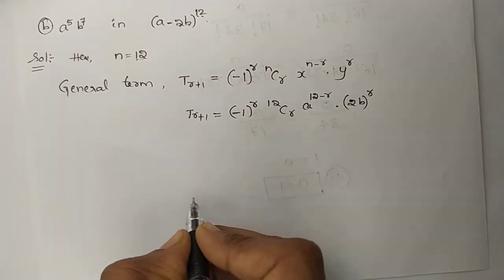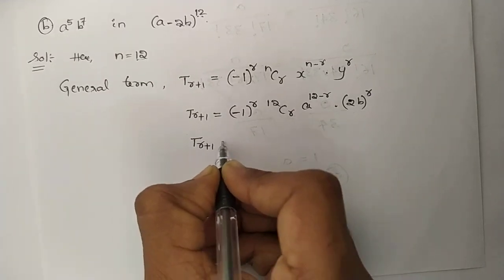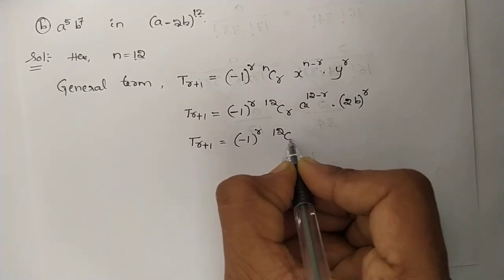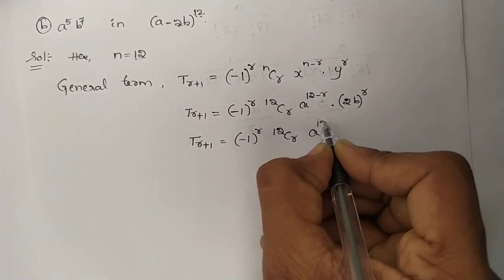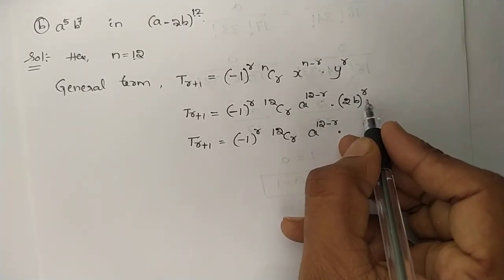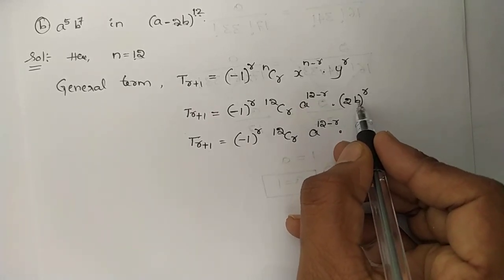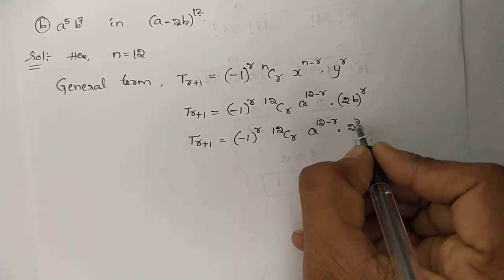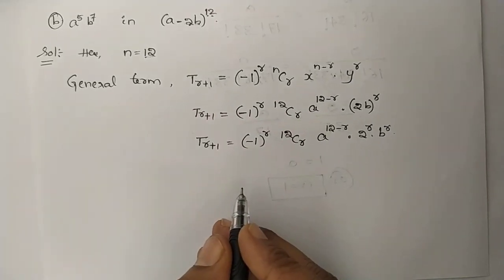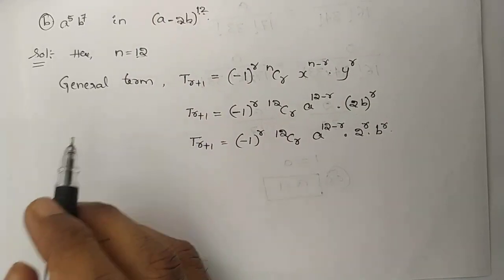Next, simplify further. Tr plus 1 equals minus 1 whole power r 12Cr a power 12 minus r into 2b whole power r. By using the laws of exponents, it becomes 2 power r b power r. It is the general term of the expansion a minus 2b whole power 12, right?